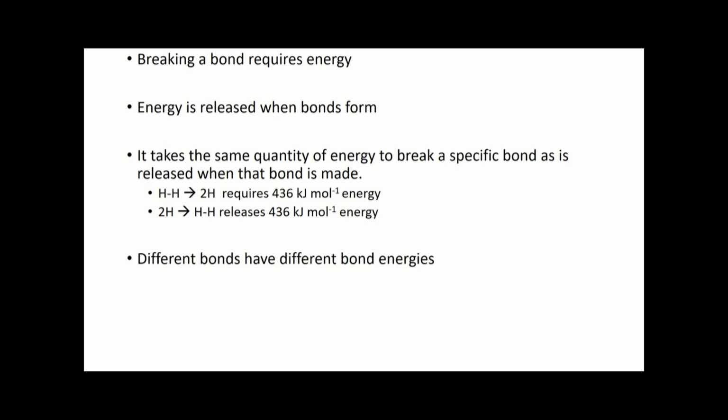And so the last important thing to note is that different bonds will have different bond energies. So for example, a hydrogen-hydrogen bond is 436 kilojoules per mole to break. Whereas if we look at an iodine-iodine bond, a bond between two iodine atoms, we find that the bond energy is much, much lower, 151 kilojoules per mole. Now, these numbers are not numbers that you need to remember. You just need to be aware that they can be different for different combinations of atoms.